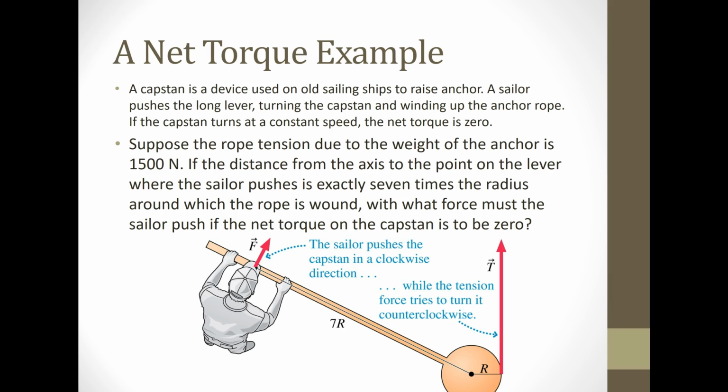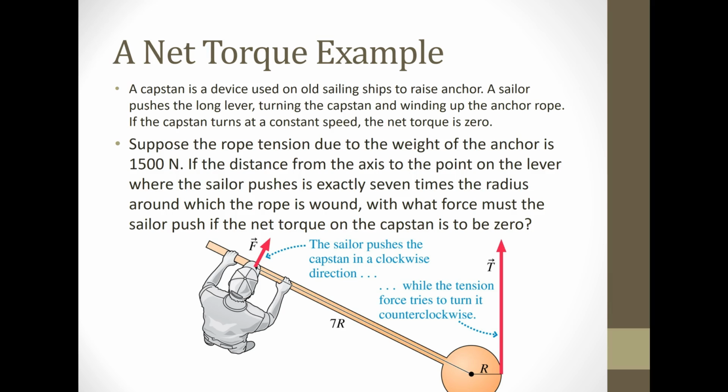So when you are trying to raise the anchor on a ship, you use what's called a capstan. And there's this lovely thing about a capstan: because you're applying your force much farther away from the axis of rotation, you are able to apply much less force in order to get that anchor up.